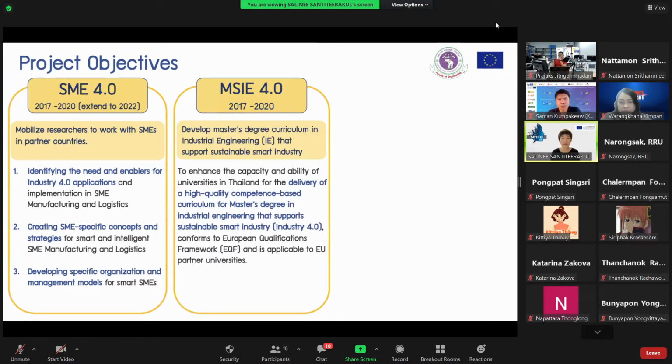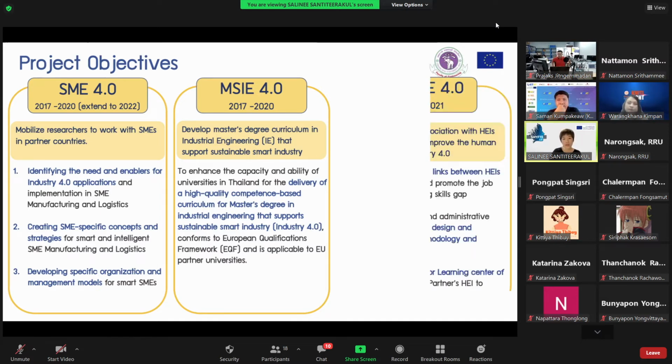The second one is the MSIE 4.0. This project aims to develop the master degree curriculum in industrial engineering that supports sustainable and smart industry. So the objective of this project is to enhance the capacity and ability of the universities in Thailand for the delivery of a high quality competence-based curriculum of the master degree specific to industrial engineering.